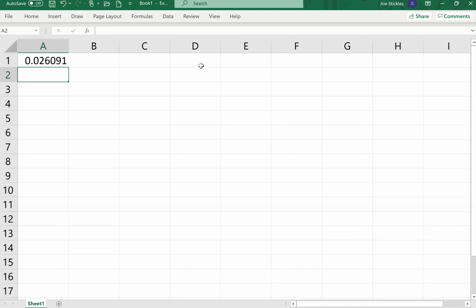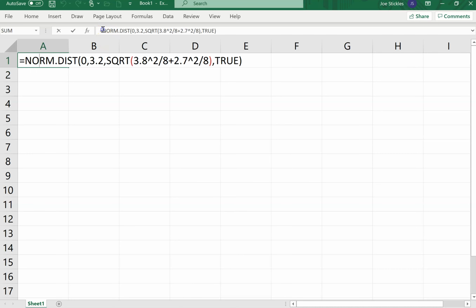Is that the probability? No, because this cumulative goes from negative infinity up to a certain point, right? So we would need 1 minus this, which I could have done at the beginning, right? I could have gone back in here and put a 1 minus in.